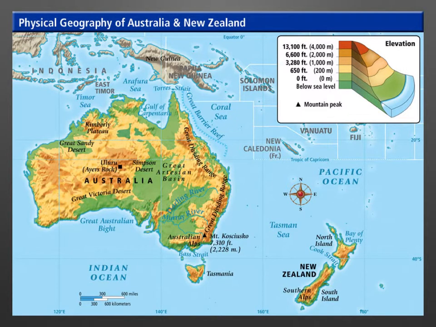If you take a look at the physical geography, you have some of the main points. We have the Great Artesian Basin, we have the Australian Alps, we have the Great Dividing Range. You can see the Great Barrier Reef there under Papua New Guinea. We have New Zealand over there in the southeast, Tasmanian Sea, Tasmania. You can look at how the different elevations work between both New Zealand and Australia.